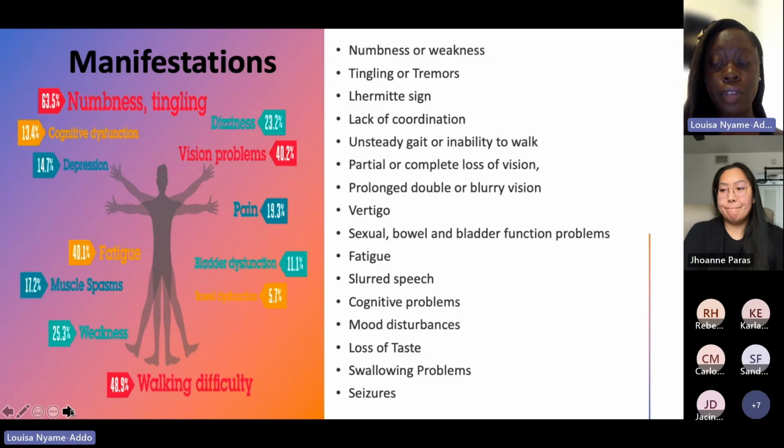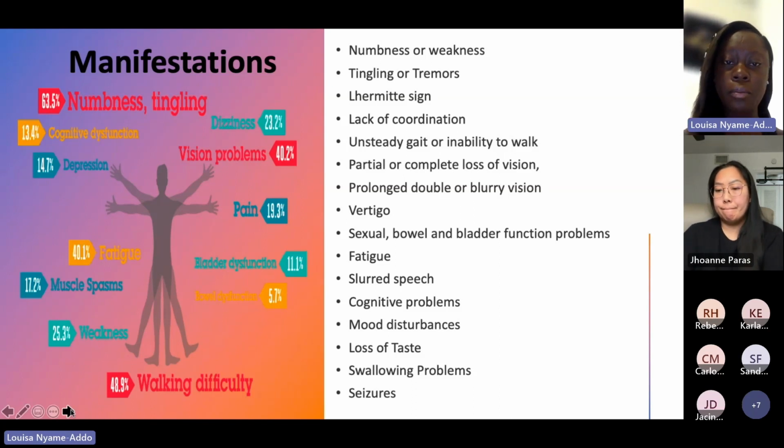prolonged double vision, blurry vision, vertigo, problems with sexual, bowel, and bladder function, like Dr. Beto said, fatigue, slurred speech, cognitive problems, mood disturbances, loss of taste, swallowing problems, and seizures. And some more manifestations are on your computer screen, as you can see in the picture described.